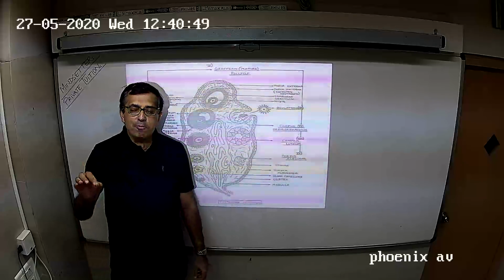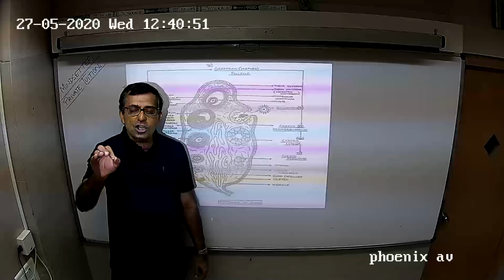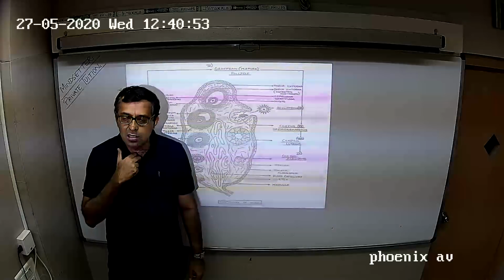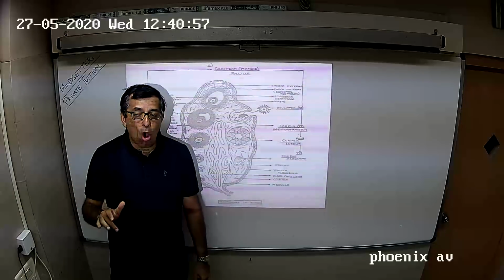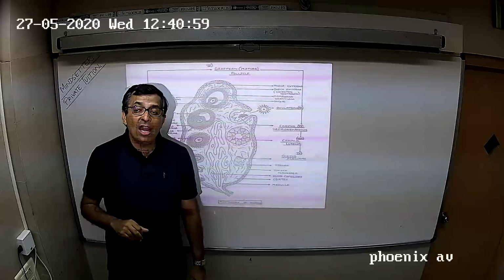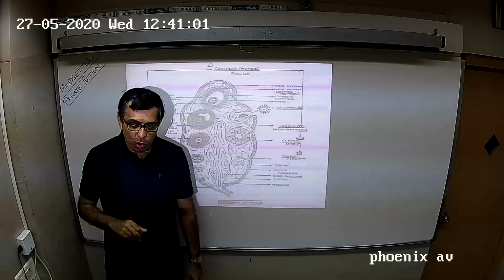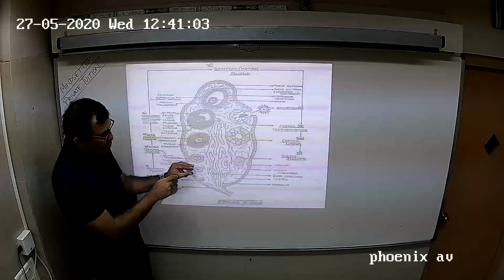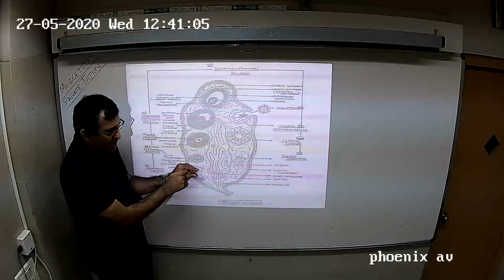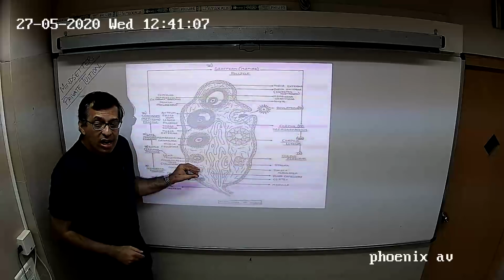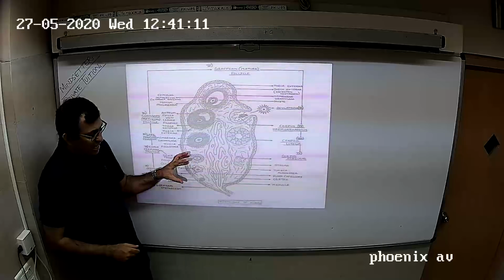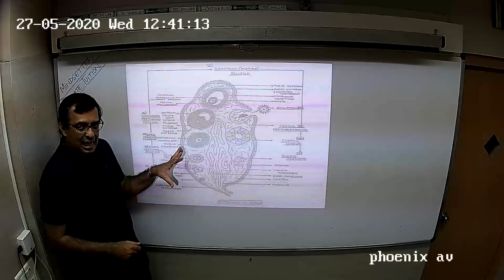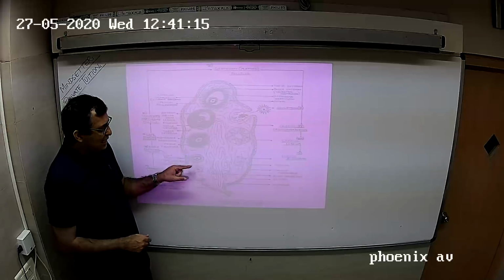And then at puberty, age of 12 to 14 years, from the pituitary gland is released a hormone called follicle stimulating hormone. And follicle stimulating hormone stimulates the primordial follicles, and primordial follicles start increasing in size. How will they increase in size?